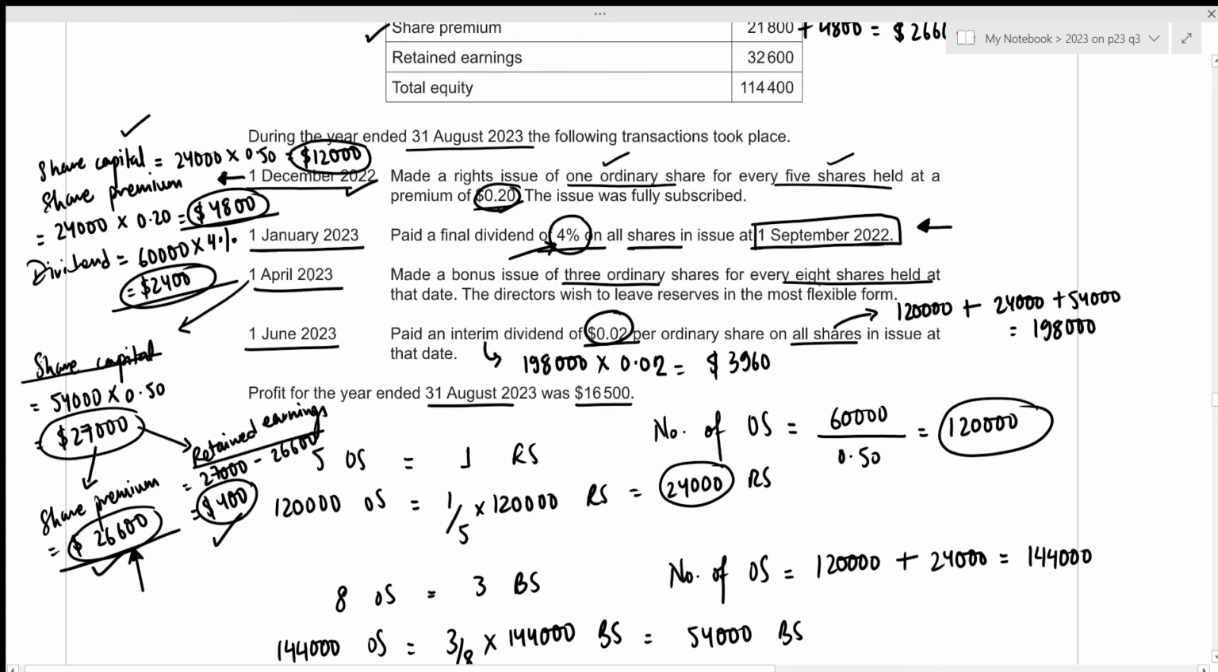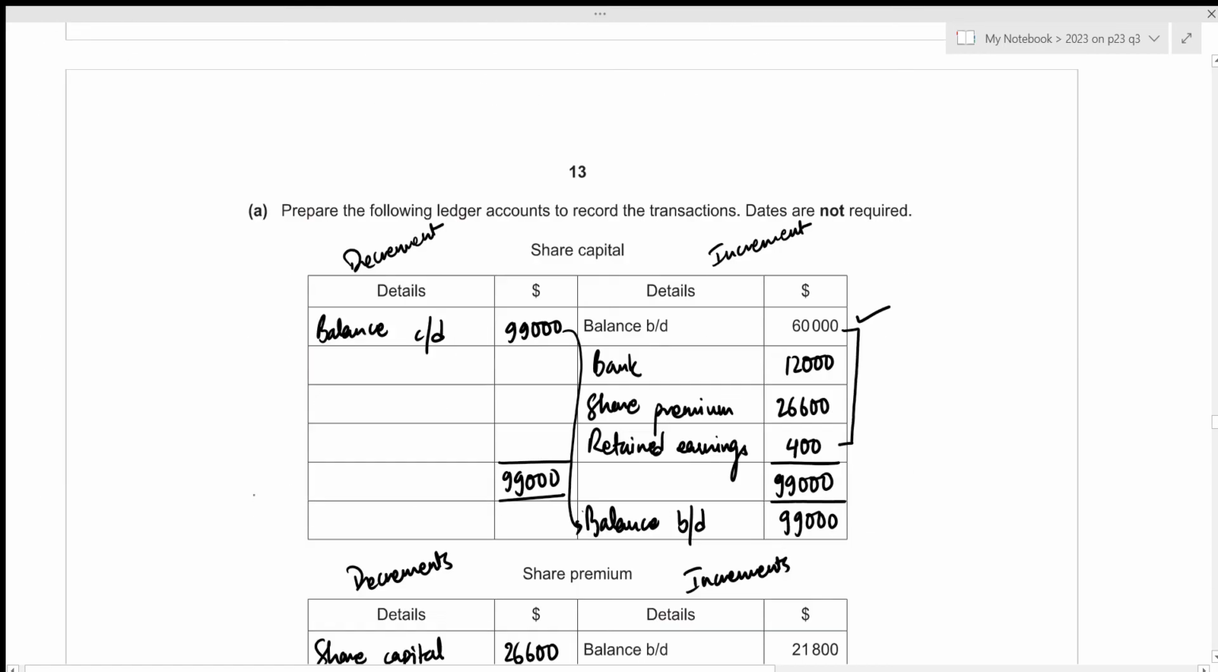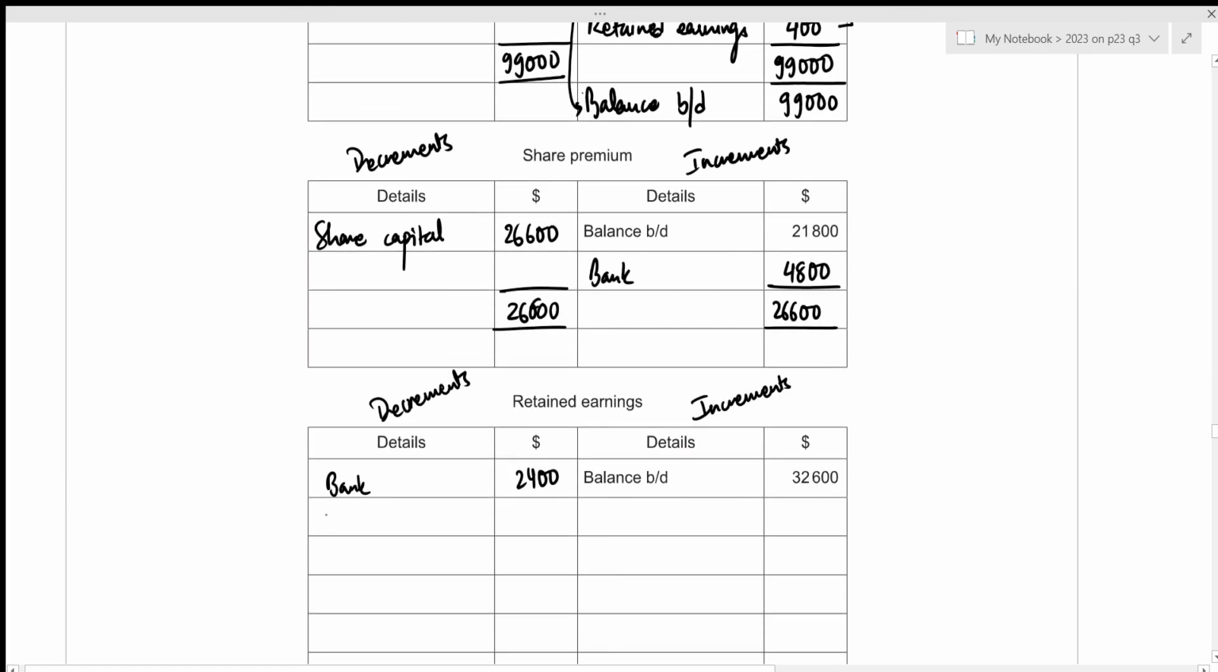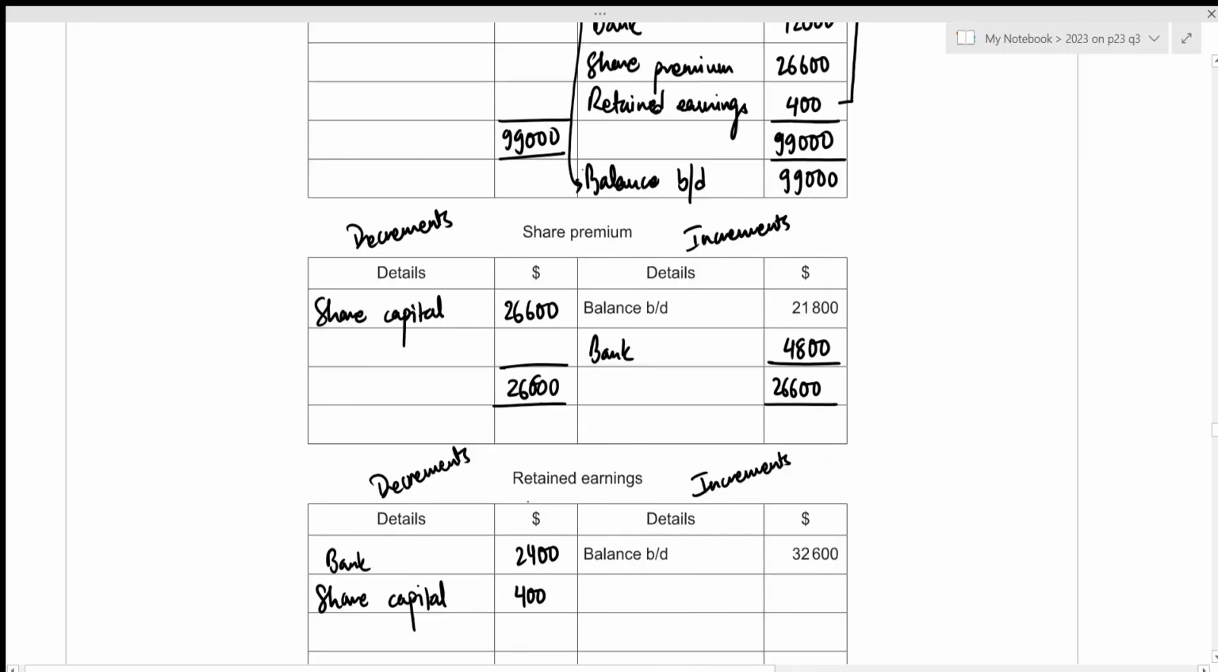Then on 1st April 2023, there was a bonus issue, and for this, retained earnings funded 400 into the share capital. So again, this 400 will reduce the retained earnings balance, and we can include this under the heading of share capital, as we did for the share premium account. So within share capital, we provided 400 for the bonus issue.